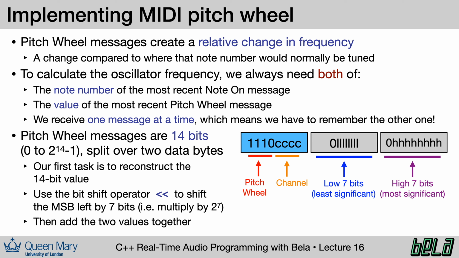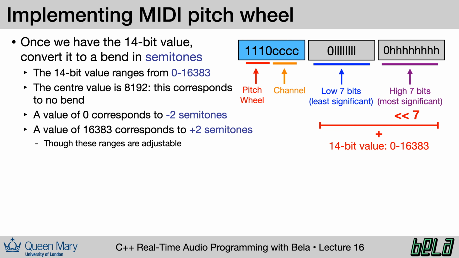In effect, that means that we are multiplying the most significant 7 bits by 2 to the power of 7, or 128. After we've done that, we can add the low 7 bits and we get a 14-bit number. On any modern compiler, you can equivalently multiply the number by 128, and it should produce the same instructions as a bit shift left by 7. Once we have this 14-bit value, we need to convert it into a pitch bend measured in semitones.